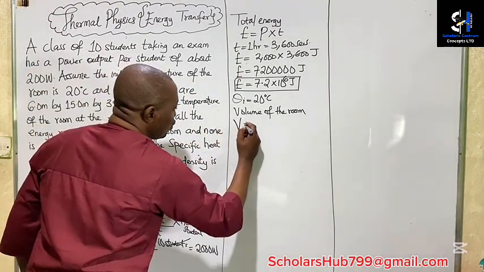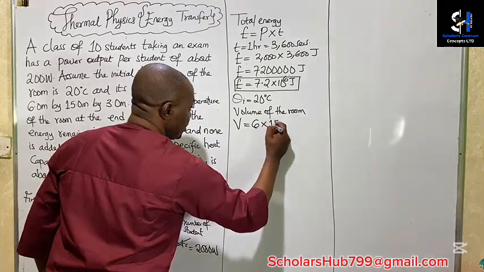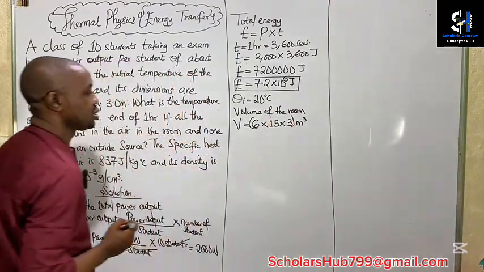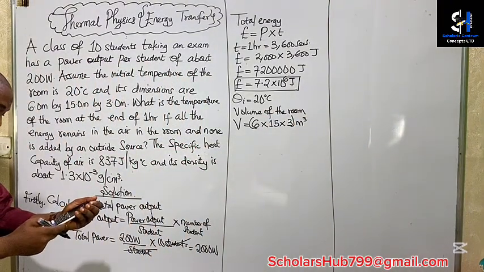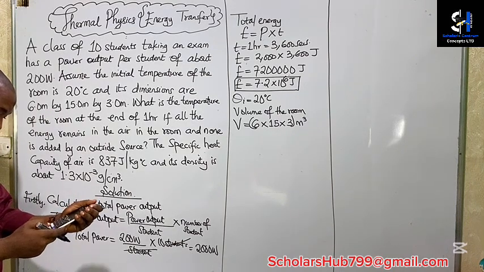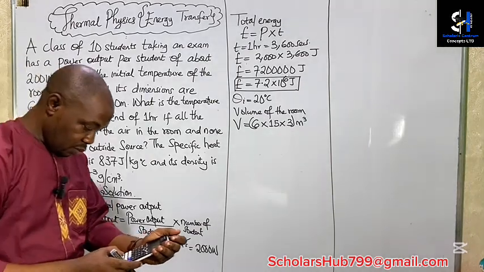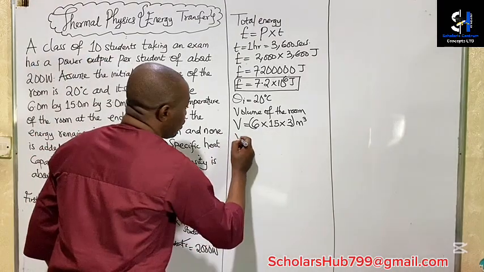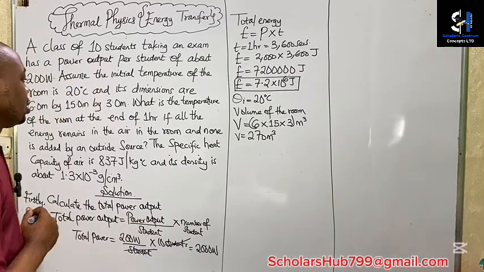So we have volume of the room to be 6 multiplied by 15, then multiplied by 3. This will be in what? In cubic meters. All right, so we have 6 multiplied by 15, then multiply by 3. That will be 270 cubic meters.